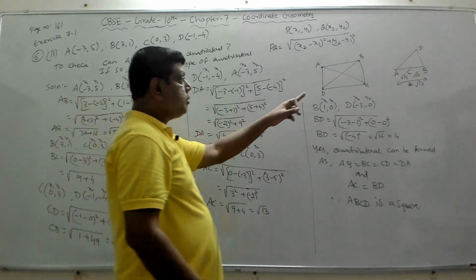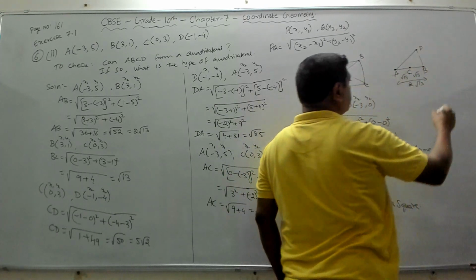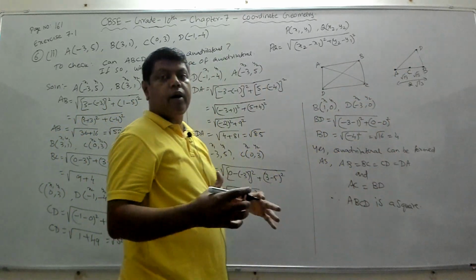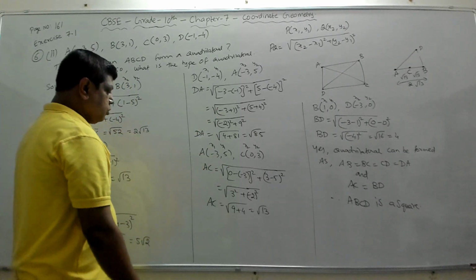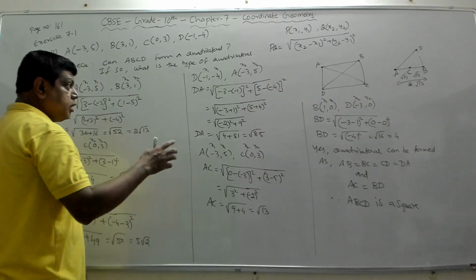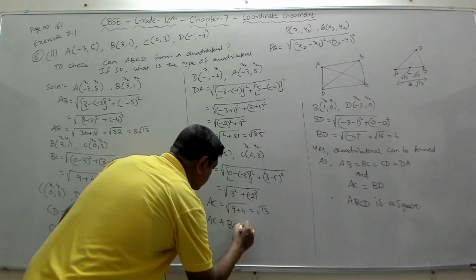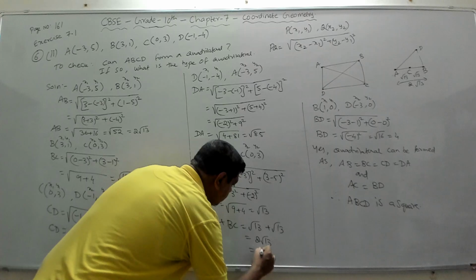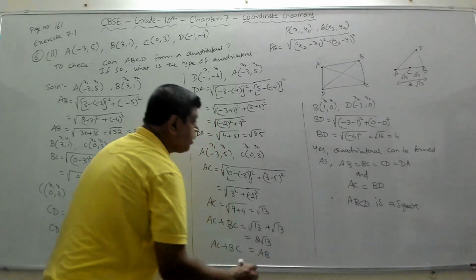When 3 points are collinear, the 4 points are like this: A is here, C is here, B is here and D is somewhere here. At least we know that these 3 points are collinear, which means a quadrilateral cannot be formed. So for a quadrilateral, all the 4 points should be non-collinear, or any 3 points should be non-collinear. So we get AC plus BC equal to root 13 plus root 13, which is equal to 2 root 13, and that is matching with AB. So AC plus BC is equal to AB.